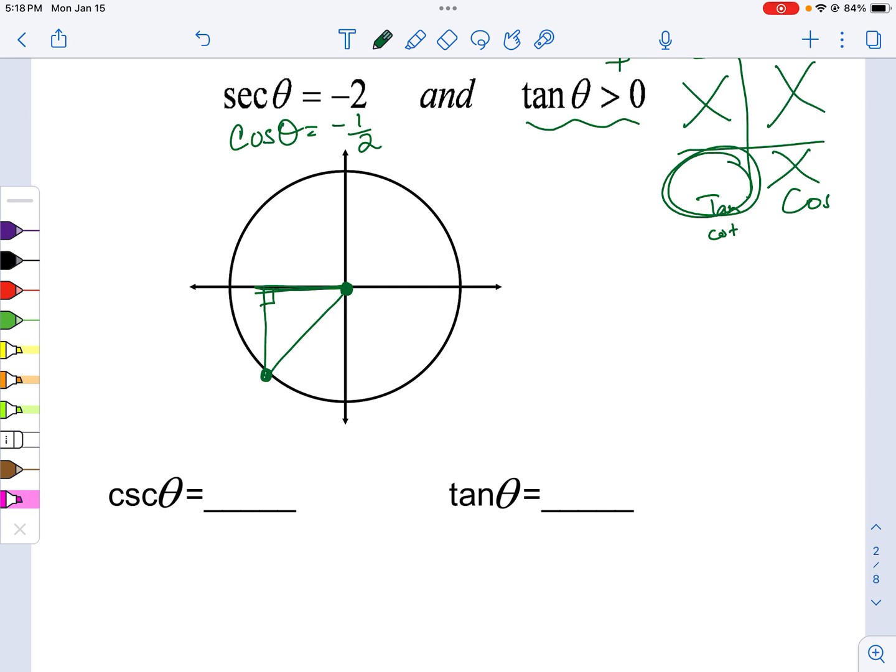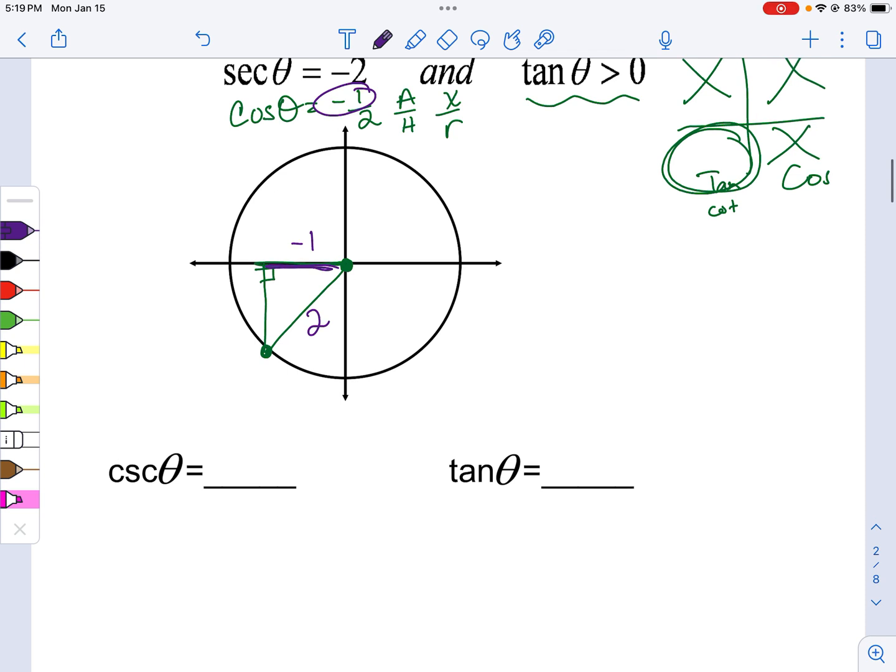I'm going to go ahead and use cosine. Cosine, we could either call it the adjacent over the hypotenuse, or we can call it x over r. Either way. Well, we know the radius is always positive, so the radius has to be 2. And then the x value, because we're going to the left, that x value should be negative, and we're going to call that negative 1. So in this case, the negative goes with the 1 because we're going to the left, and then the 2 is the radius, which always has to be positive.